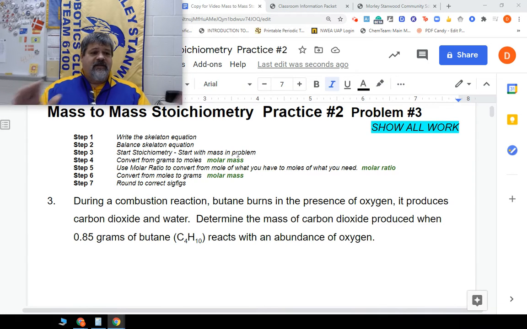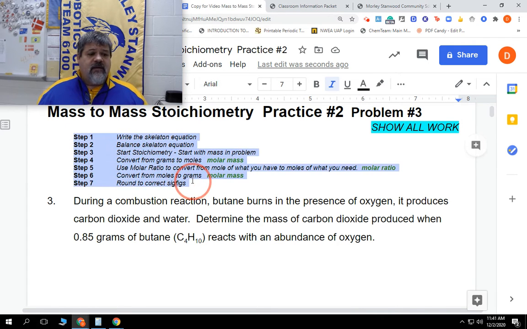Hey, welcome to another exciting chemistry class with stoichiometry. We're doing mass. This is practice sheet number 2, problem number 3. So again, we have all of our steps right here that we're going to need to go through in order to figure out our stoichiometry problem.